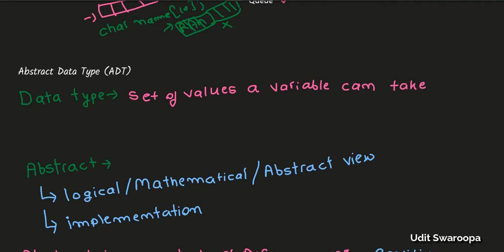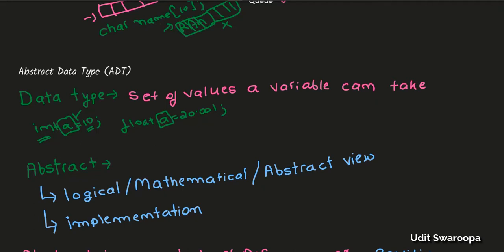The data type is nothing but a set of values a variable can take. For example, if I have a data type called integer, int a equals 10, now this a can hold value 10, so this variable can hold a value of type integer. If I have float a equals 20.001, then this is going to hold float type data in this variable named a.